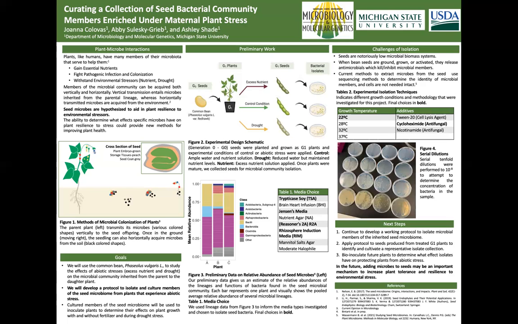In figure 3 below, you'll see some preliminary data on the relative abundance of seed microbes. What you're seeing is each plant and the average relative abundance of the microbes, so the average amount of expected microbes and microbes that we saw and what class they belong to. And we used this preliminary data to inform the choices we were going to use for our media to grow these microbes. Our final choices included TSA, Jensen's media, R2A, and RIM.